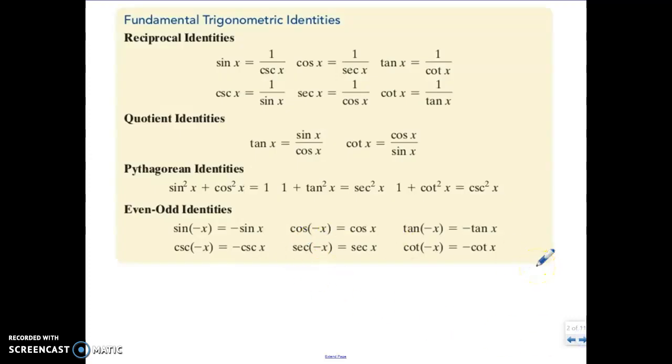Okay, fundamental trig identities. These are the ones you need to have memorized essentially. We haven't been using even-odd identities much, but they are there. The biggest ones are knowing your reciprocals, your quotients, and your Pythagorean identities. And then just remember, even if we have sine squared plus cosine squared equals 1, if I subtract cosine squared to the other side, I can also have sine squared equals 1 minus cosine squared, or cosine squared equals 1 minus sine squared.